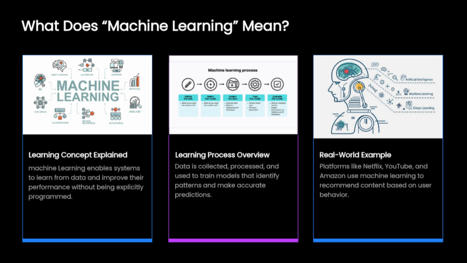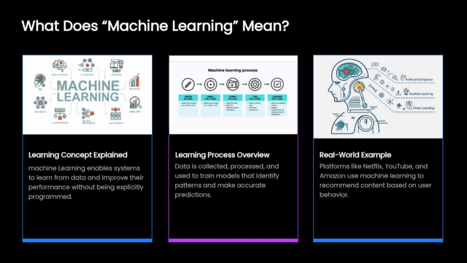What does machine learning actually mean? Machine learning is a technique where computers learn from data instead of being explicitly programmed with fixed rules. In traditional programming, we define every instruction manually. But in machine learning, we provide data, and the system automatically identifies patterns and improves its performance over time. The learning process begins with collecting and processing data. This data is then used to train a model, which learns relationships and makes predictions on new data.